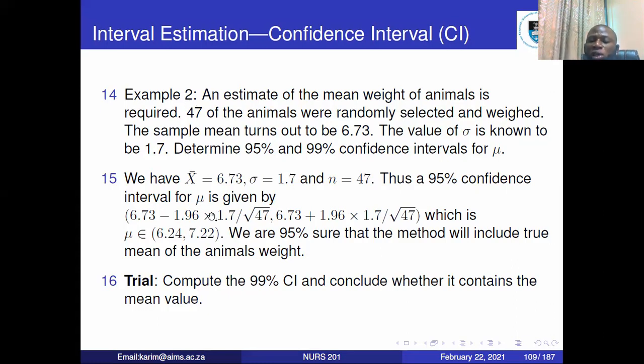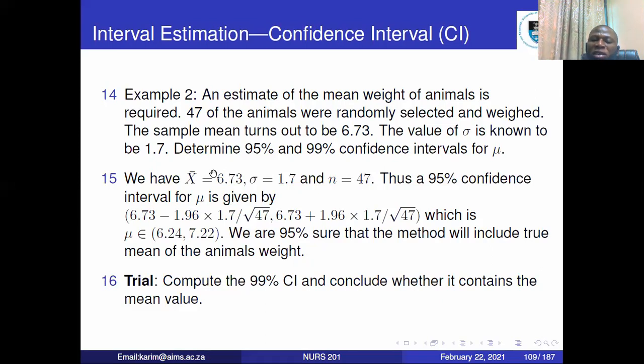Go and substitute it into the confidence interval formula. And we are dealing with 95 here. So the 95, we use our 1.96. So 6.73 minus 1.96 times our standard deviation, which is 1.7, divided by the square root of N, which is 47. So you compute this one here. When you get the value, subtract it from 6.73, and then you add it to 6.73, and that gives you your interval. So when you do that, the interval is this.